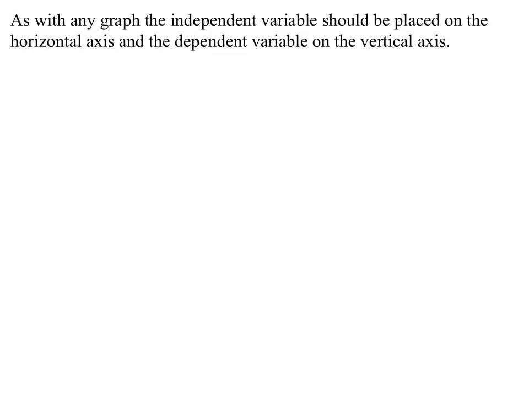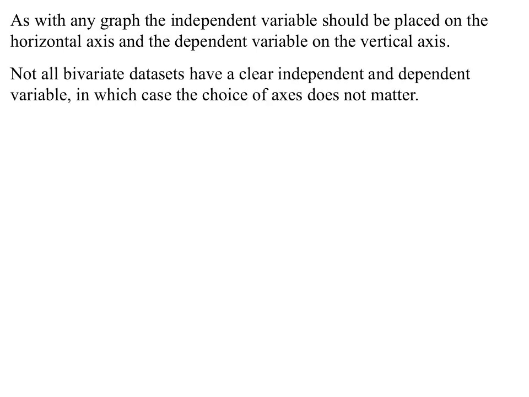With any graph, we put the independent variable on the horizontal axis and the dependent variable on the vertical axis, and that's no different with a scatter plot. However, when we're talking about bivariate data, it's not really obvious which one's the independent and which one's the dependent. In that case, it probably doesn't matter which axis you put the information on.